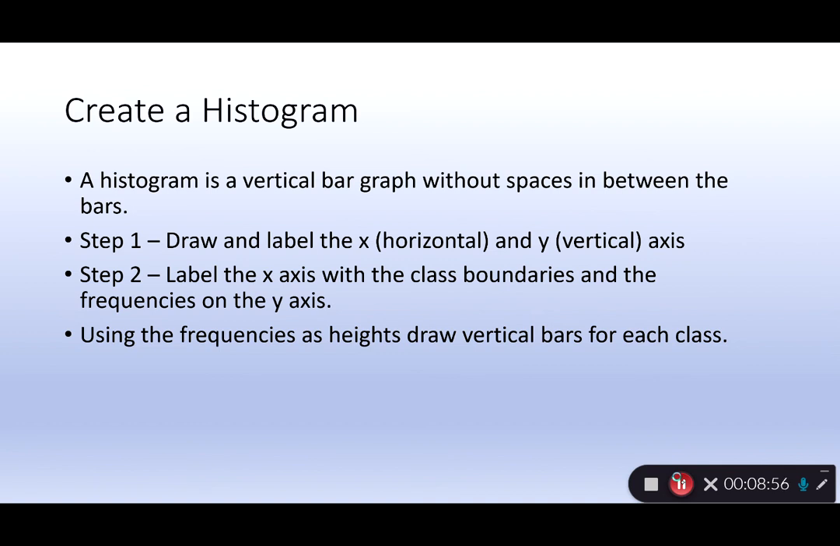All right, so let's talk about how to create a histogram. Again, it's a vertical bar graph. So step 1 is we need to label the horizontal and the vertical axes. The x-axis, the horizontal axis, will be labeled with the class boundaries, and the frequencies will be on the y-axis. We use those frequencies for the heights of our vertical bars.